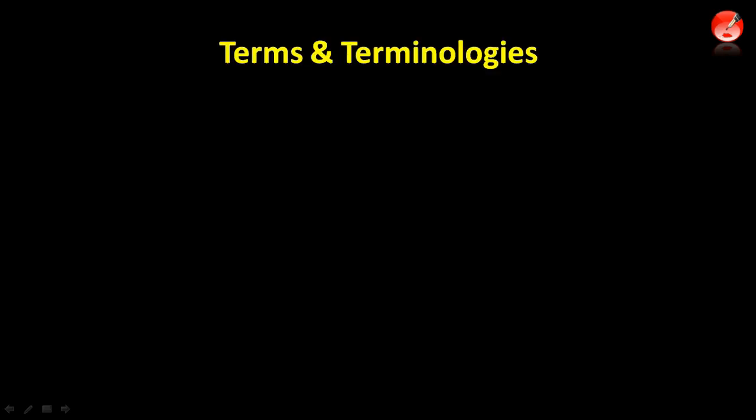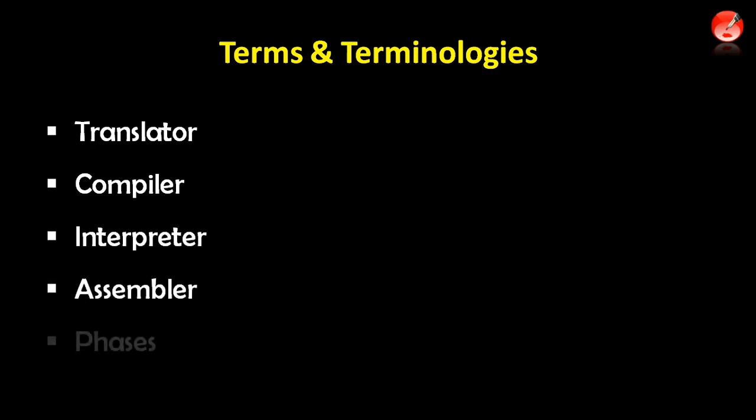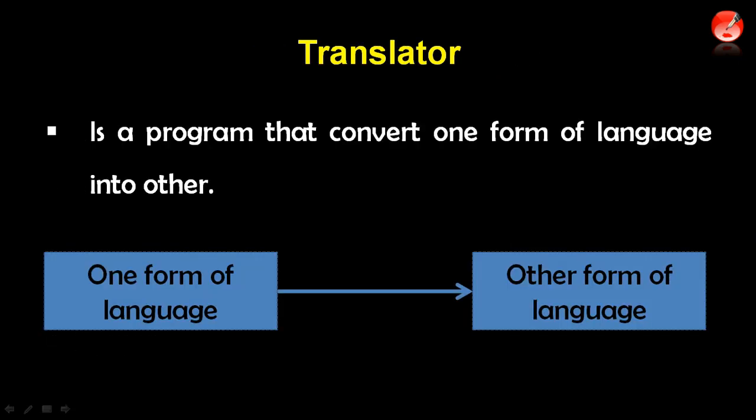In this class, I am going to discuss the basics of compiler. If you want to study new concepts, we should know the terms and terminologies of that concept. So first we know the different terms involved in this compiler. First one is translator, and the definitions of compiler, interpreter, assembler and different phases of compiler.